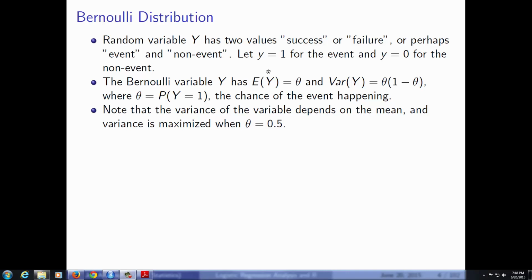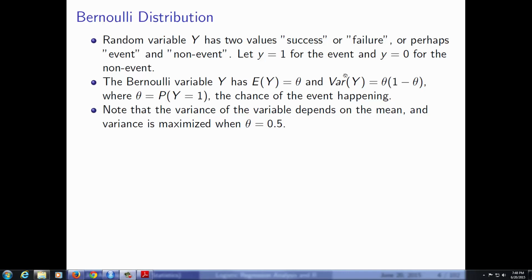we can denote that y equals 1 for the case when the event happens and y equals 0 for when it doesn't happen. A Bernoulli variable is this kind of 0-1 variable, and what it means is that the typical value, the average value of a response variable like this is the parameter theta, where theta is just the probability that the event happens. It's simply a probability.